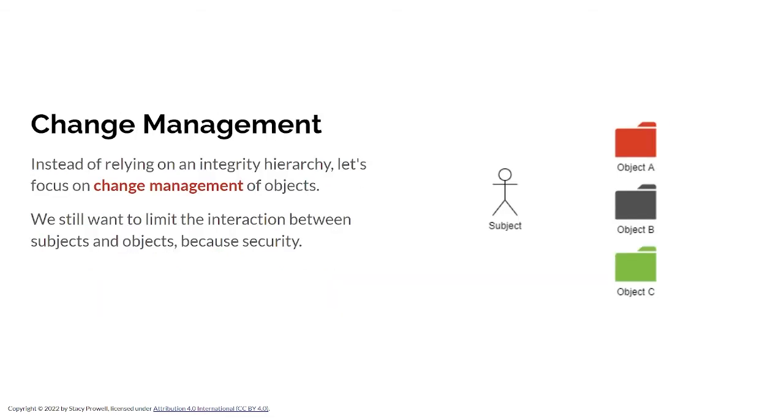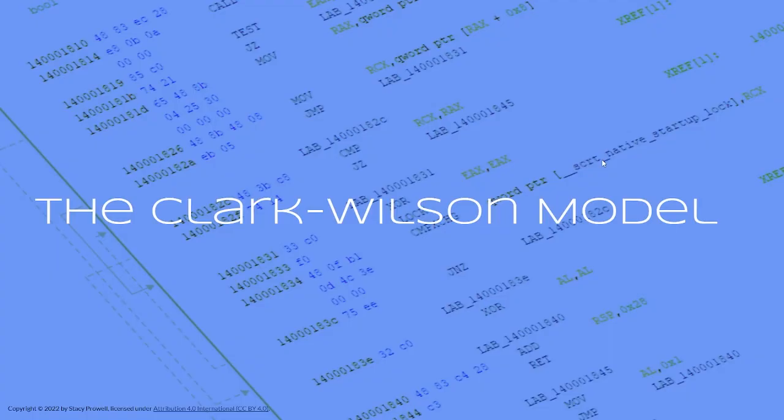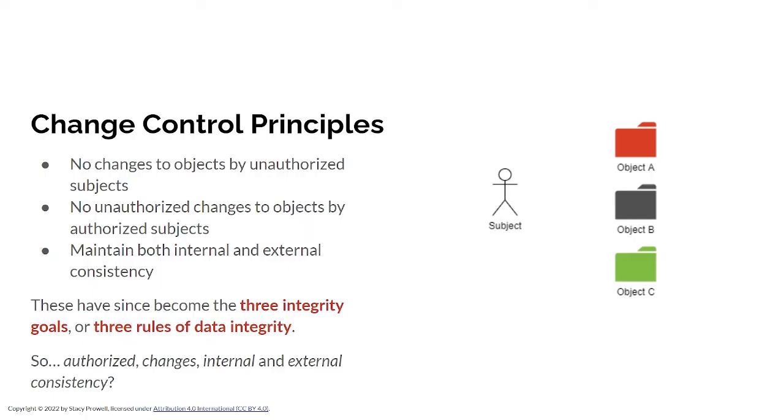We're going to think about the world in terms of change management, determining when and how changes to objects can be done by subjects. And of course, we're going to limit the interaction between subjects and objects because that's what security means, right? Okay, so over here is our subject, and we have some objects over here as well. And we arrive at the Clark-Wilson model.